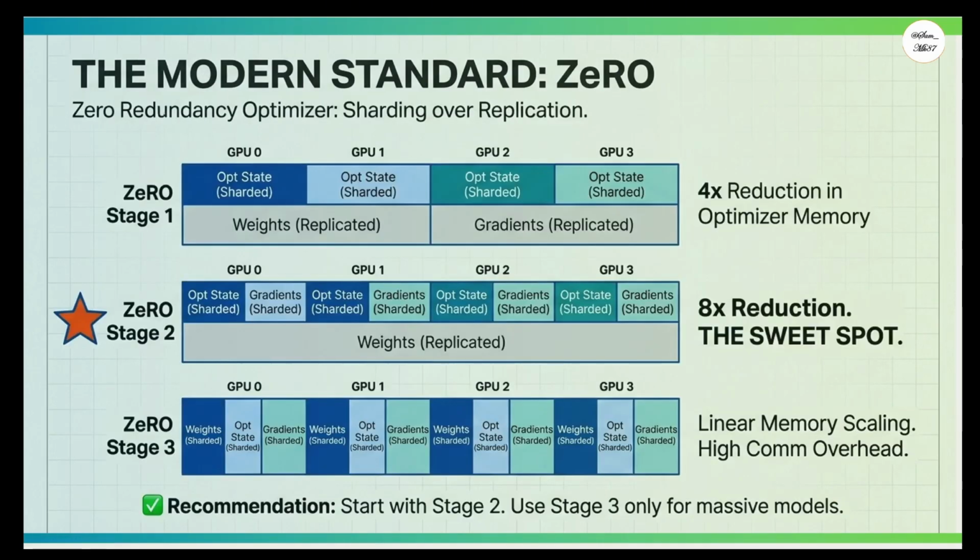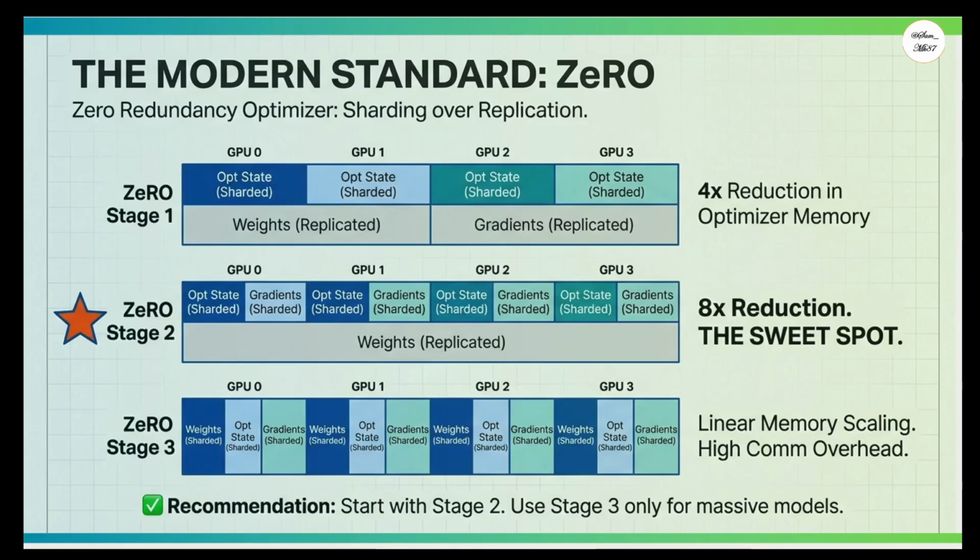The third strategy is the ZeRO model, a very popular one when it comes to optimizing training workloads. If you want the industry standard that balances memory efficiency with performance, ZeRO is the answer. We have three stages for ZeRO. ZeRO stands for Zero Redundancy Optimizer, and its genius is sharding data instead of replicating it. Stage 1 shards the optimizer state, giving you a 4x memory reduction.